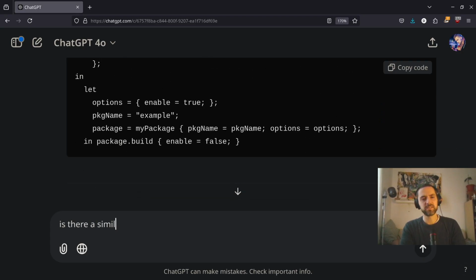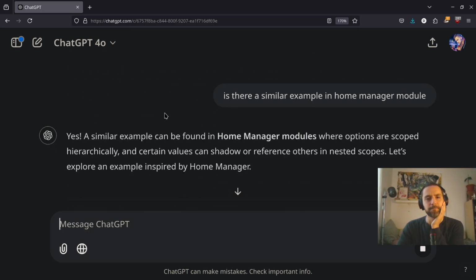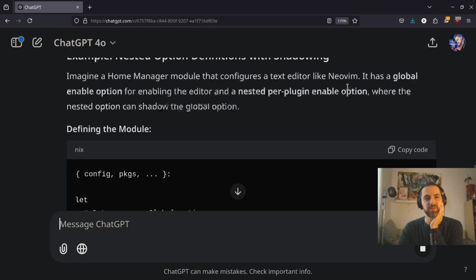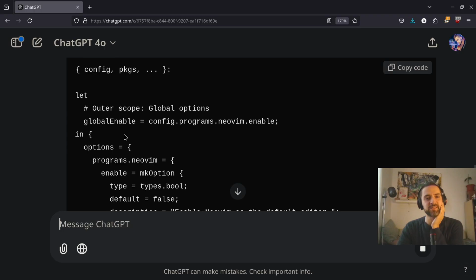Is there a similar example in Home Manager module? Let's do this actually. Where options are scoped hierarchically, and certain values can shadow or reference others in nested scopes. Yeah, we do this in Home Manager. And yes, look at this.